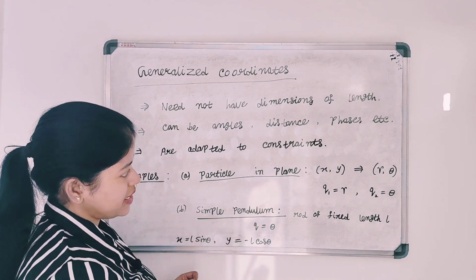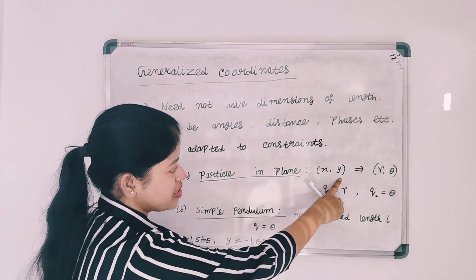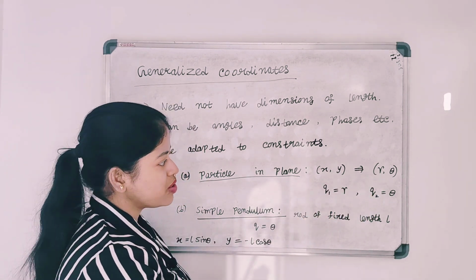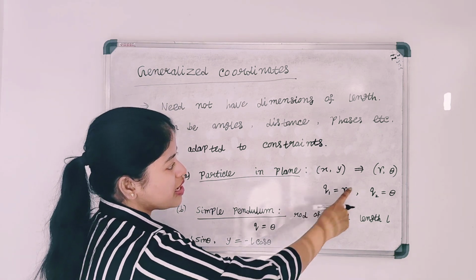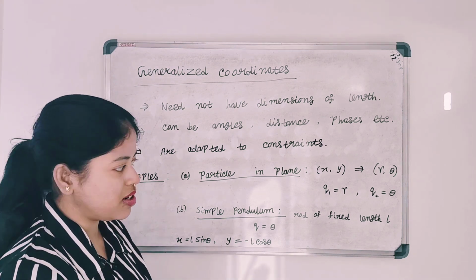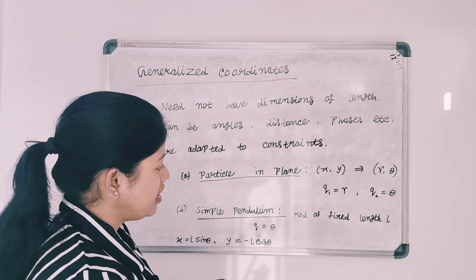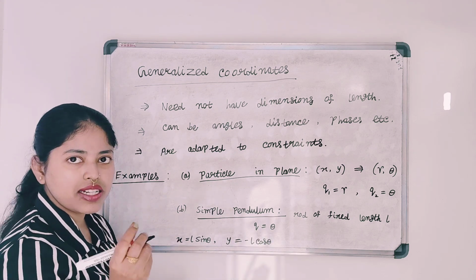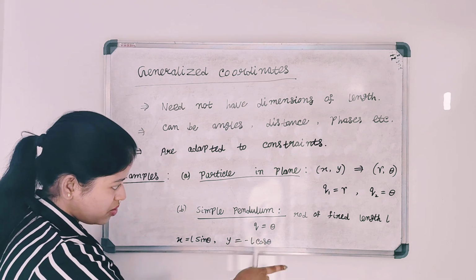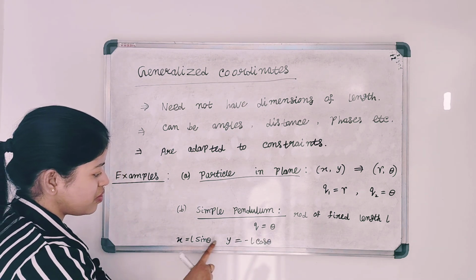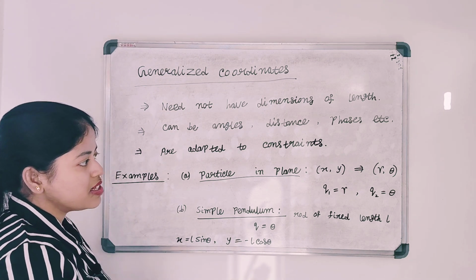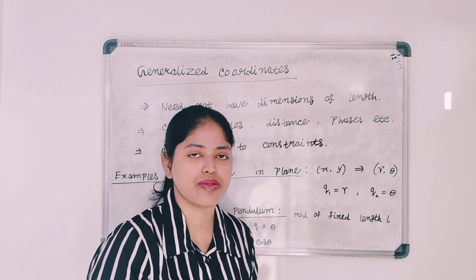For a particle in a plane, we use x, y Cartesian coordinates. Instead of using x, y we can use r, theta. So we can consider that q1 and q2 are our generalized coordinates, where q1 can be r and q2 can be theta. Similarly, for a simple pendulum with a fixed rod length L, only one degree of freedom is needed, that is theta. So we can consider q as theta. In that case x equals L sin theta, and we can write y as minus L cos theta. In this way we can use generalized coordinates instead of Cartesian coordinates.